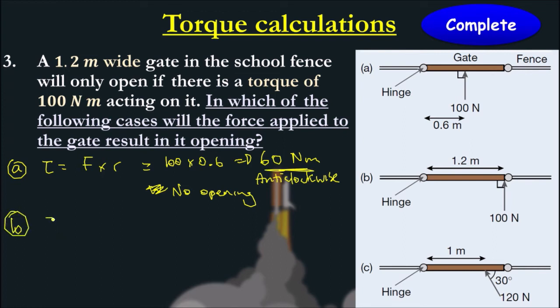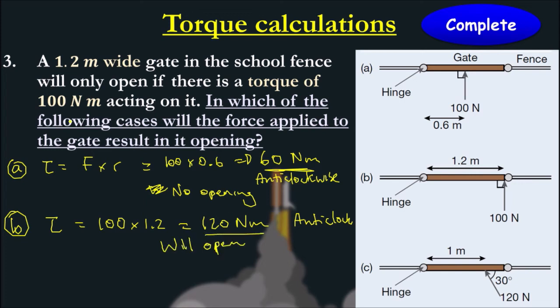B, same idea, but this time we're further back. So 100 times 1.2, so we get 120 Newton meters. Again, anti-clockwise. And this time it will open because the value of torque we have here is bigger than the torque that's stated here. C, what if we did it at an angle?